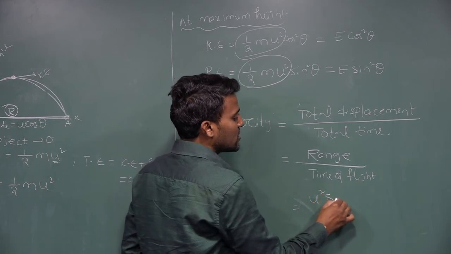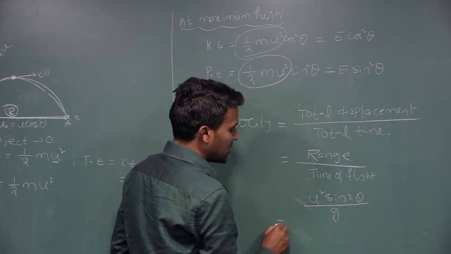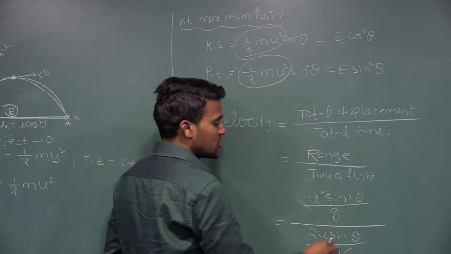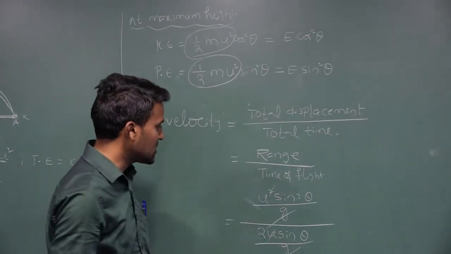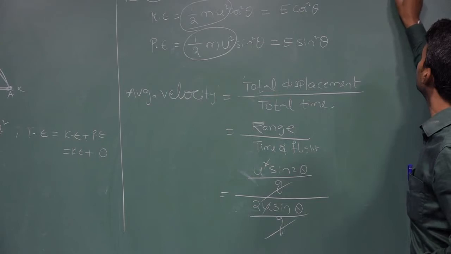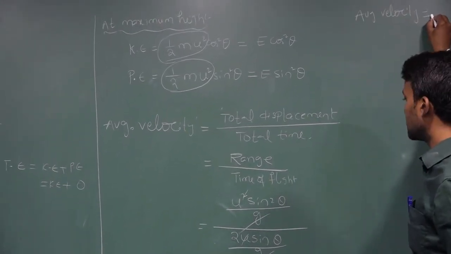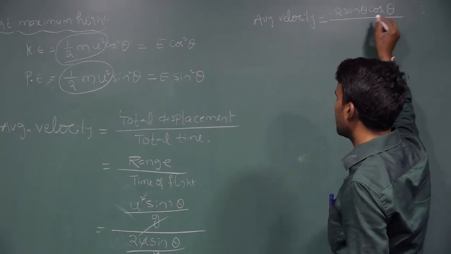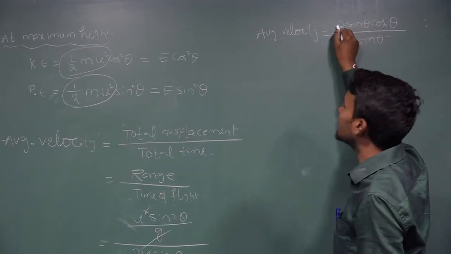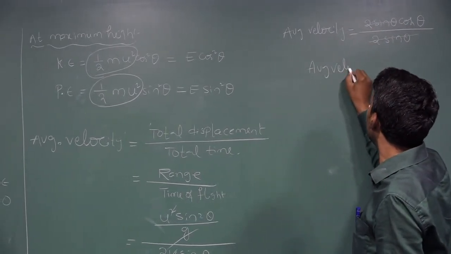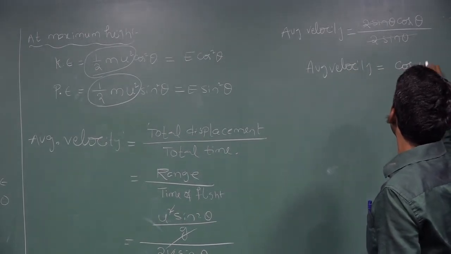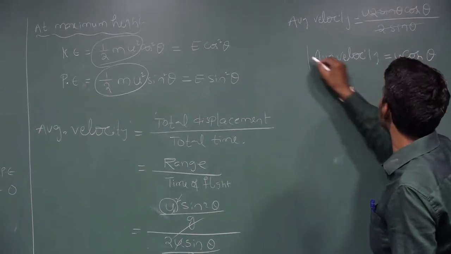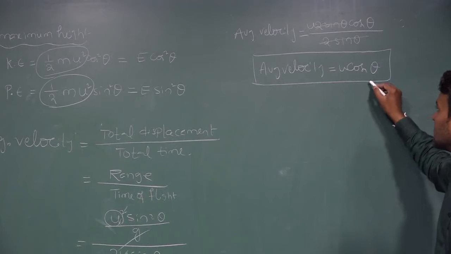Range equation is u square sin 2 theta divided by g, and time of flight equation is 2u sin theta divided by g. On both sides g gets cancelled, here u square gets cancelled. What is remaining there? Average velocity equation. Sin 2 theta is equal to 2 sin theta cos theta divided by 2 sin theta. 2 sin theta gets cancelled. Average velocity is equal to cos theta, but one single u is there, so that is u cos theta. Average velocity is equal to u cos theta.